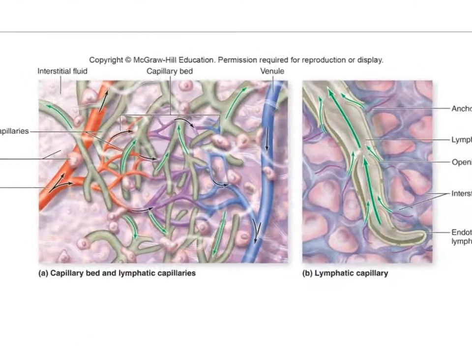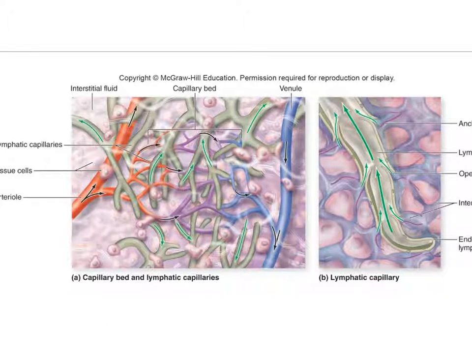Okay, so this is what it looks like. Again, you can see the interspersion of the lymphatic capillaries with the capillary bed. There's actually more of them than there are capillaries. And then you can see how the overlap of the endothelial cells directs the movement of fluid into the capillary and towards the lymph node.